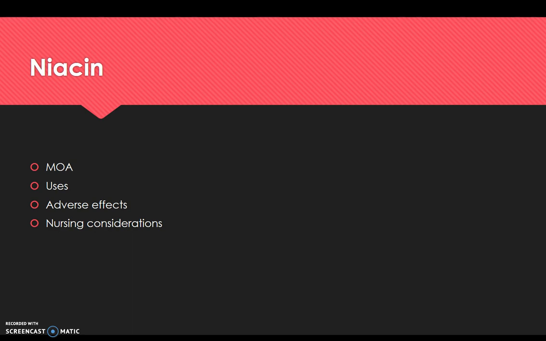Nursing considerations, you need to check the triglyceride and cholesterol levels both before and during, and of course we need to recommend that there be some liver function tests, and if we see something going on with the liver, we need to let the provider know. We also need to be informing the patient of how to know if something's going on with the liver, so again, those signs and symptoms of jaundice and those types of things.